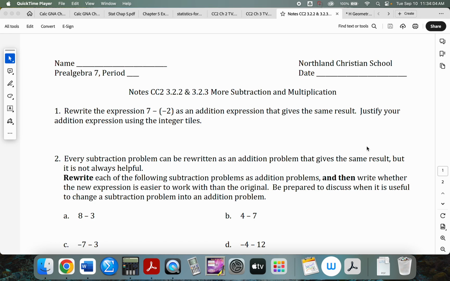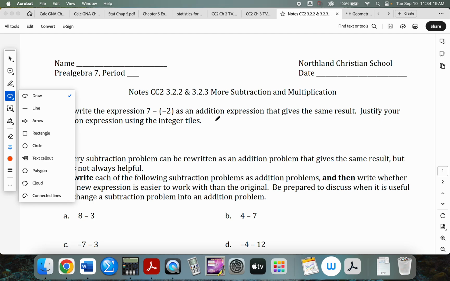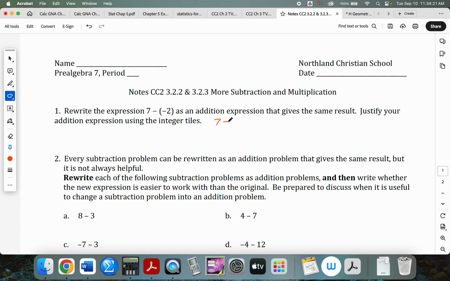Okay, so first of all, they asked us to rewrite an expression for -7 minus -2 as an expression that gives us the same result. First of all, let's figure out, well, what is the result that we get here?